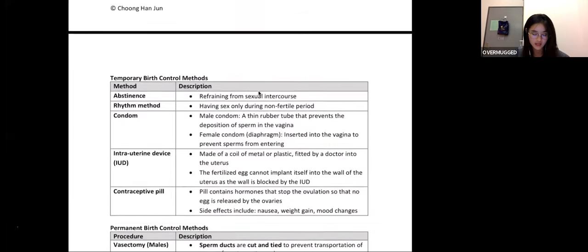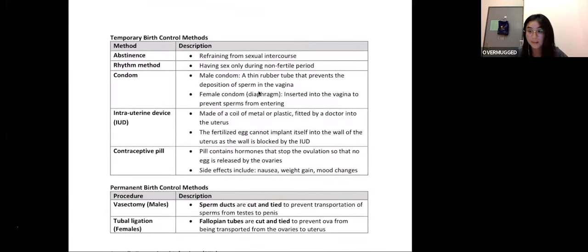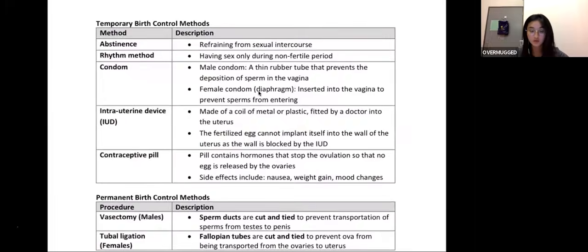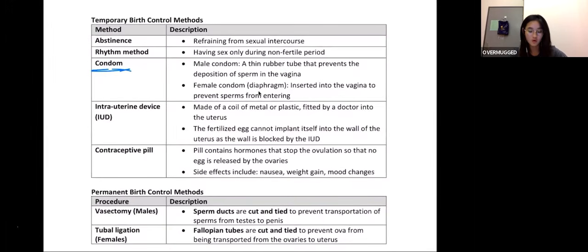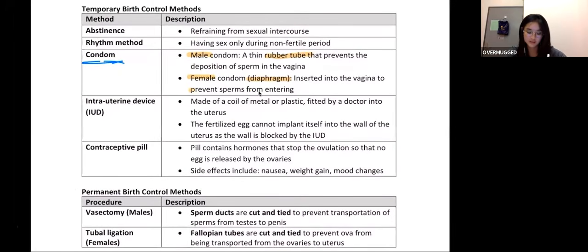All right, now last one, birth control methods. Same, memorize it for me. Okay, so you need to know how each of these birth control methods work. Okay, so for example, the key ones, condom, you need to know there's a male and a female version. So the male one, okay, is just a rubber tube that you put over the penis that prevents the deposition of sperm. All right, so it's like a plastic bag. It prevents any sperm from leaving and entering the female. Okay, now for female, the female condom is called diaphragm. Okay, it also prevents sperm from entering. So it's like an umbrella that stops it.